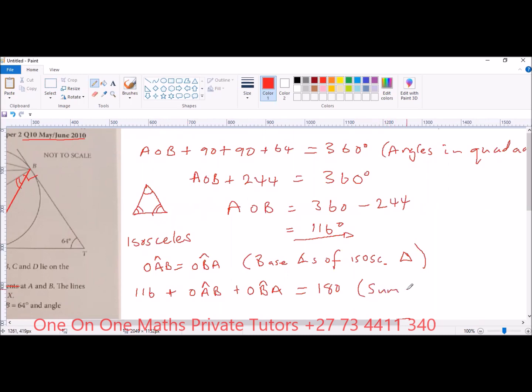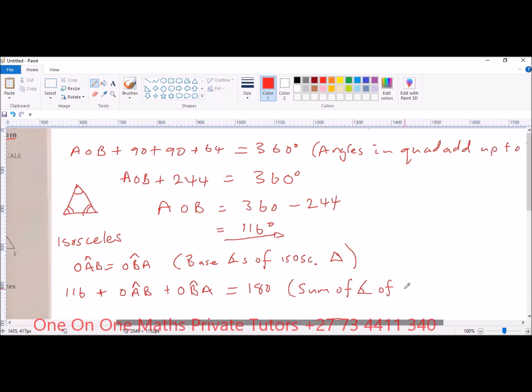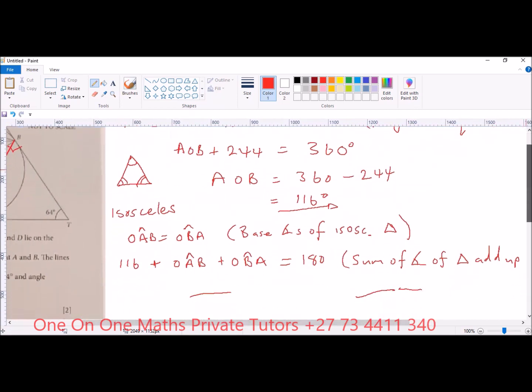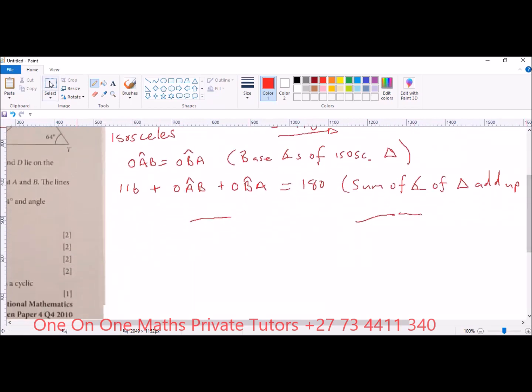Sum of angles of a triangle add up to 180 degrees. All right, so that's the reasoning we are putting there. All right, let's go down with it.